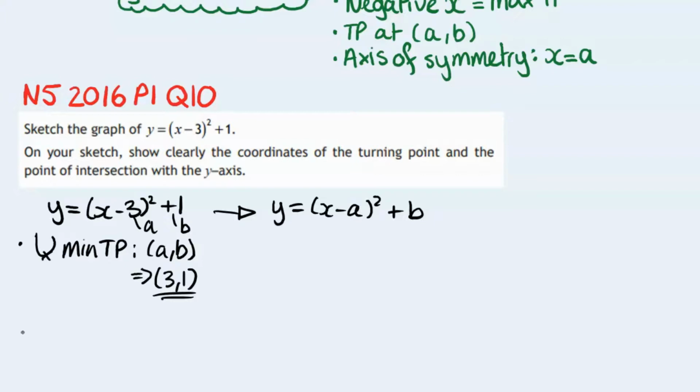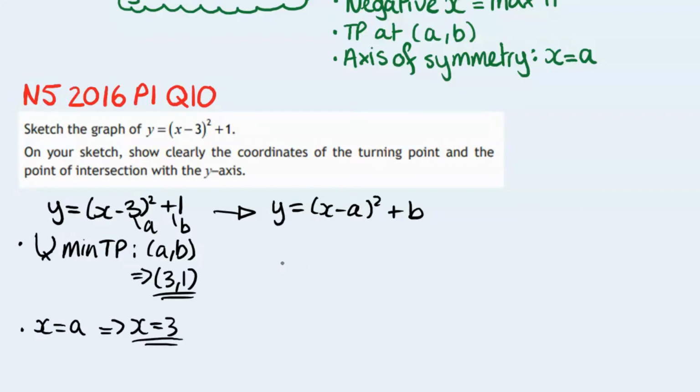There we have it. Now, this question isn't actually asking you to mark the axis of symmetry, but you can easily work that out as x is equal to a, if you remember that fact. It's just the x coordinate of the turning point. So in this case, it will just be x is equal to 3.